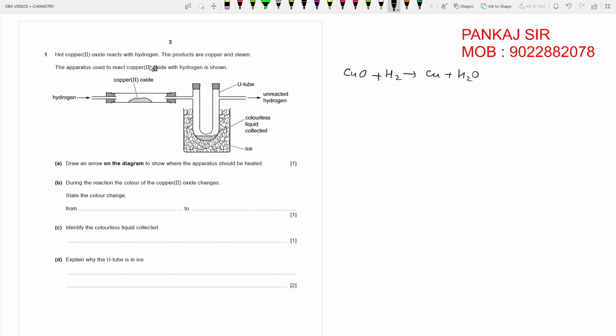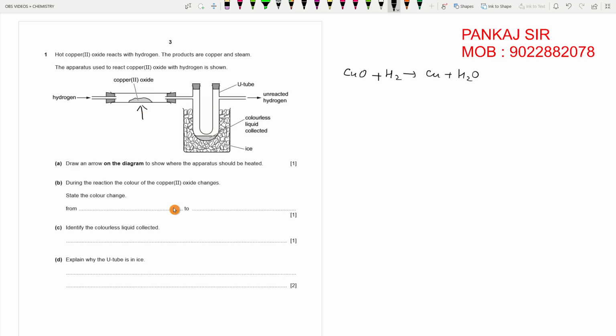The apparatus used to react copper oxide with hydrogen is shown over here, and this is the arrangement you can see over here. Let us see what is question A. It says draw an arrow on the diagram to show where the apparatus should be heated. So obviously, because the copper oxide is kept in this tube over here, you have to heat this copper oxide at this particular point. So this is the answer.